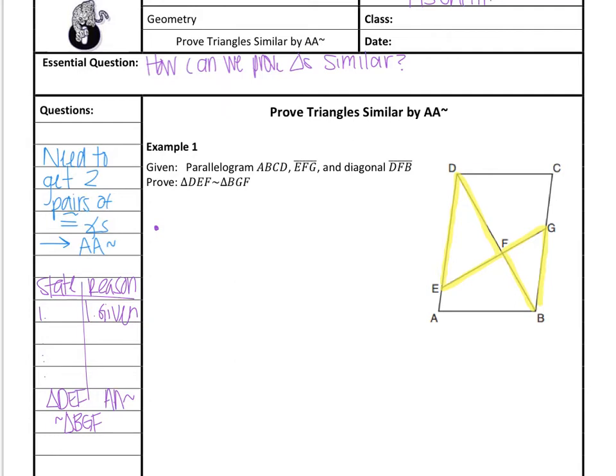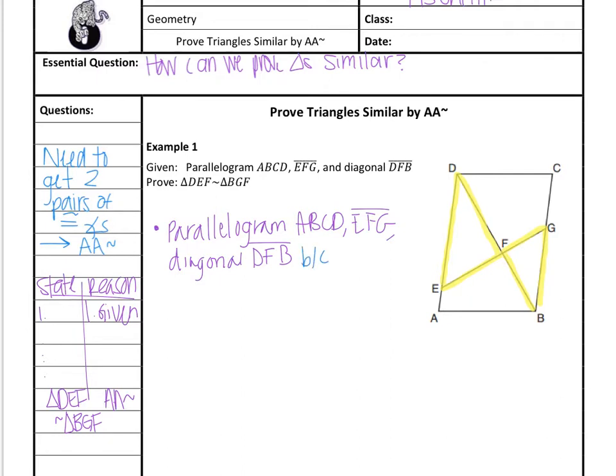So here you do have to still start with the given. So parallelogram ABCD. We have segment EFG and diagonal DFB. And then we put a because in there, and it's because it's given. So this would be like step one of your regular T-chart proof if you choose to do it this way. You can do it either way, it doesn't matter.